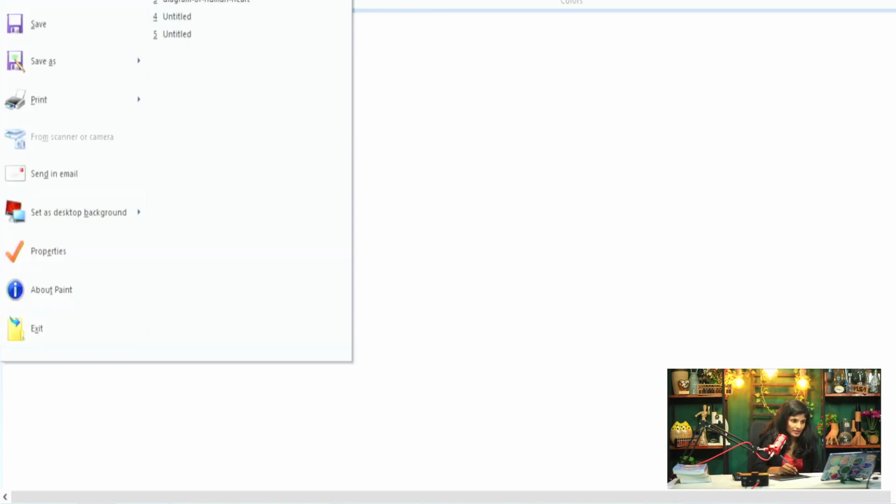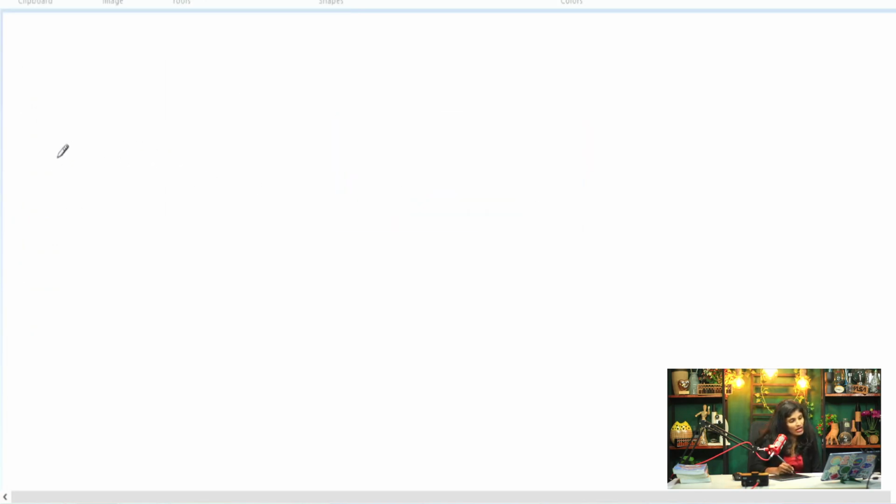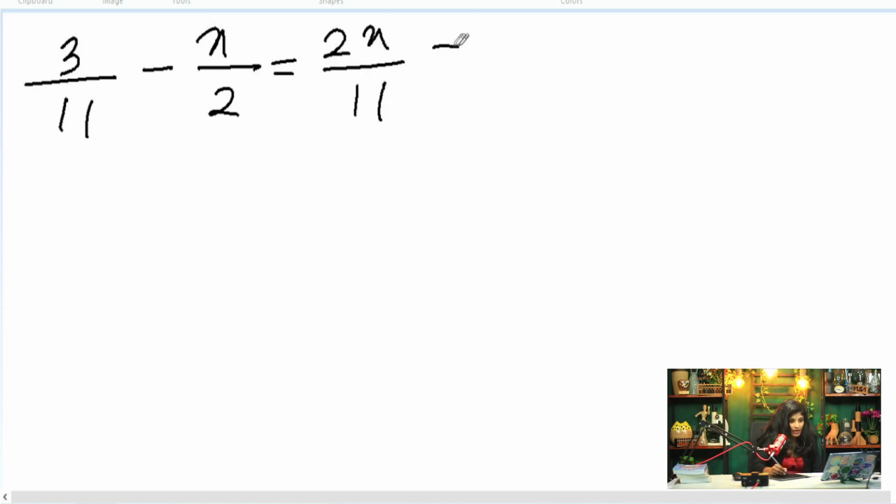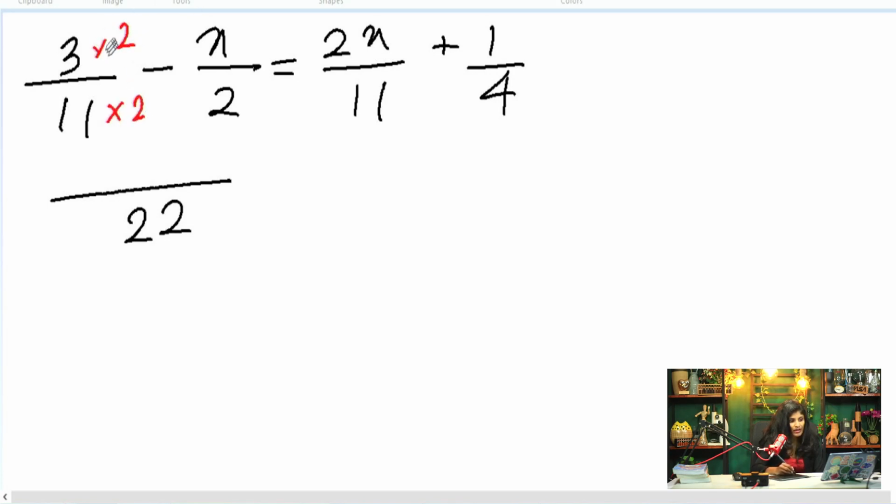I will take another page. I have mistakenly written another question. 3 over 11 minus x over 2 equals 2x over 11 plus 1 over 4. This is our question. What I am going to do is take common denominators for both sides of the equation separately. Here 11 times 2 means 22. Multiply this side by 2 and multiply this side by 11.